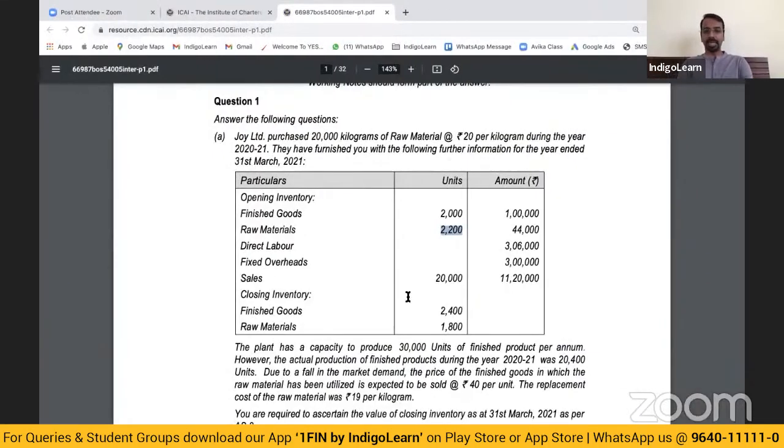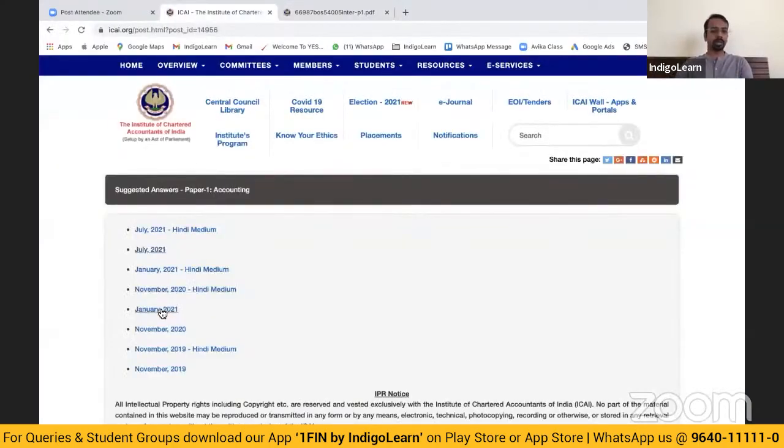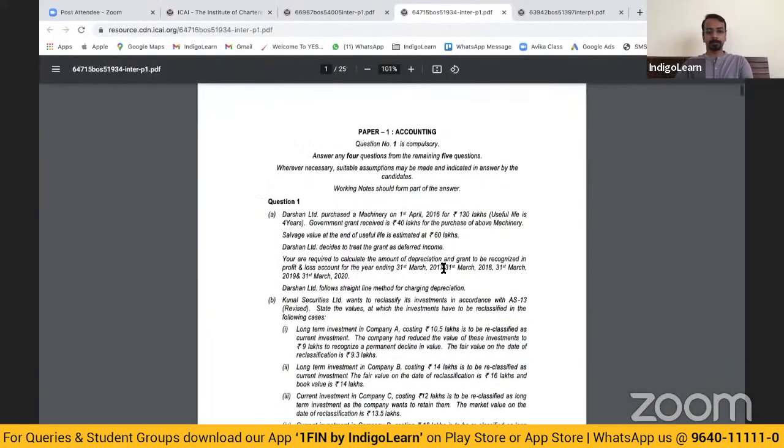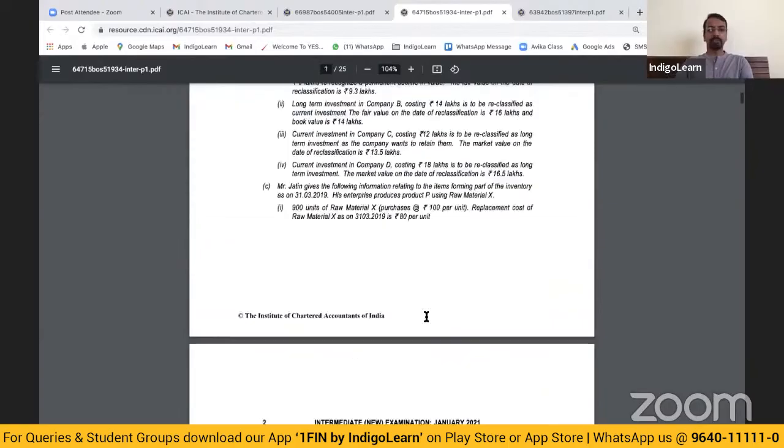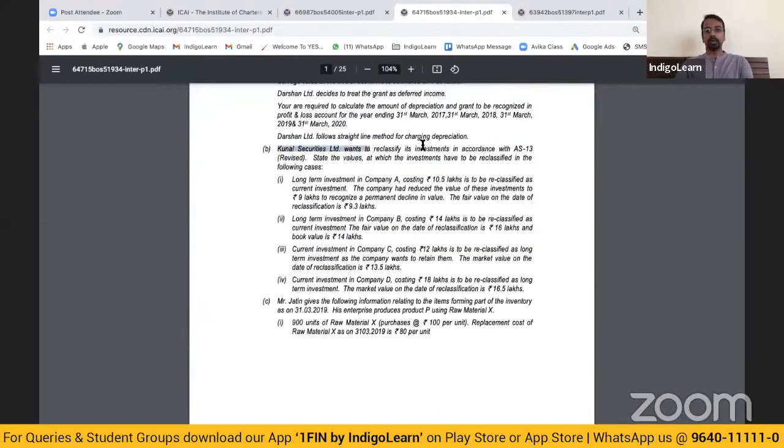It is clear from the question that 1 unit is used to manufacture 1 unit of finished goods. Now, go back and check IPCC questions or CA Inter questions. You will see that this kind of question is appearing in the examination almost every alternate attempt. I don't know what was asked in January 21. Let me just open this, and also let me open November. Machinery security. See, just now we discussed. They want to reclassify its investment from long term to short term. 5 marks question.